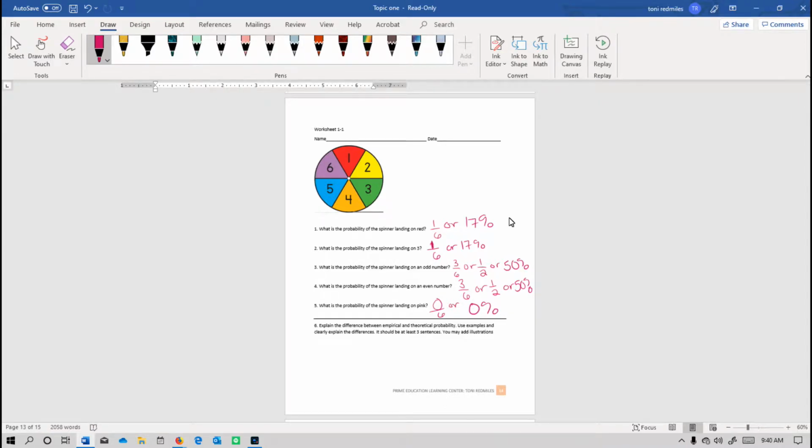Alright, this video is for the class experimenting with probability and odds. And what we're doing in this worksheet is we're just doing some simple one event probabilities.